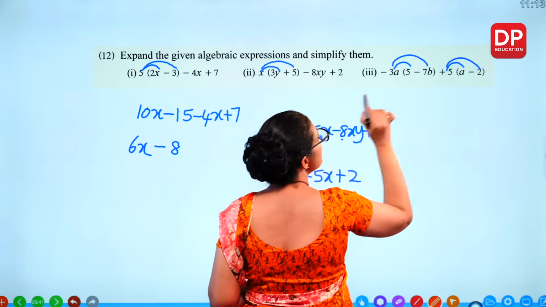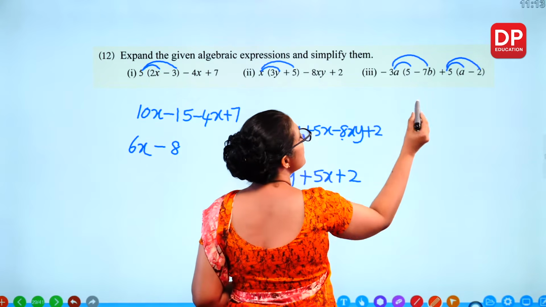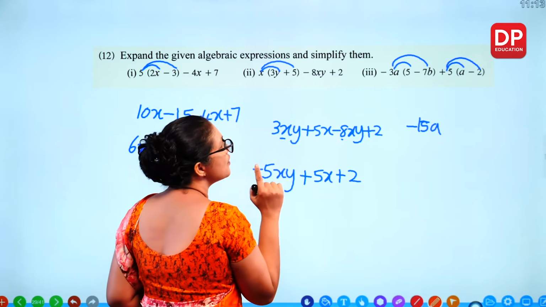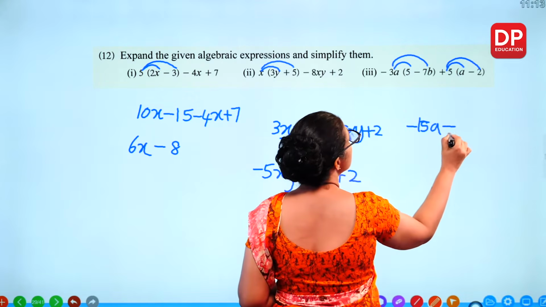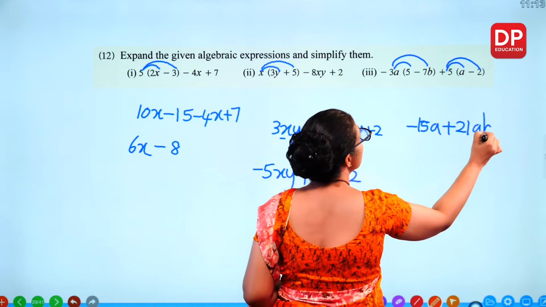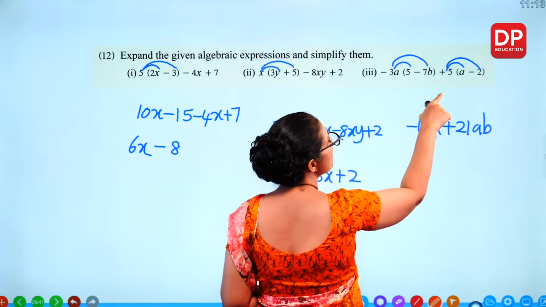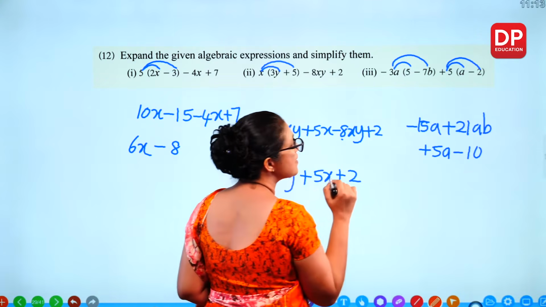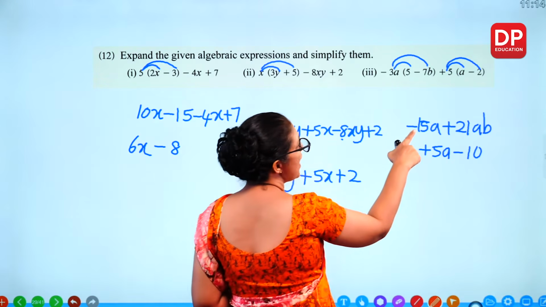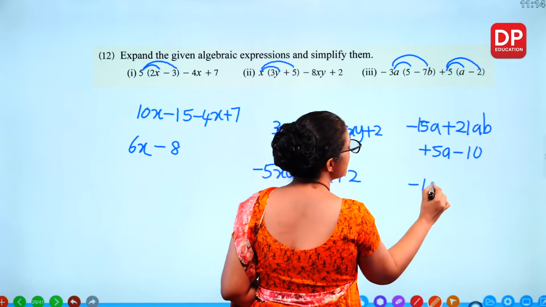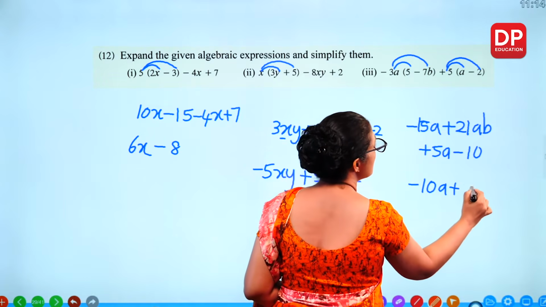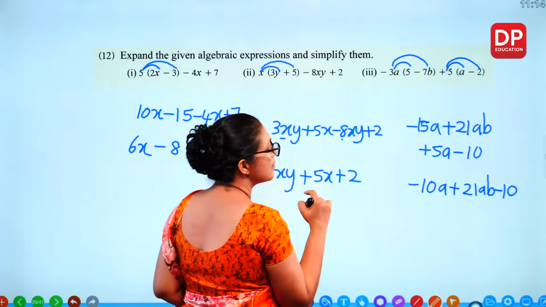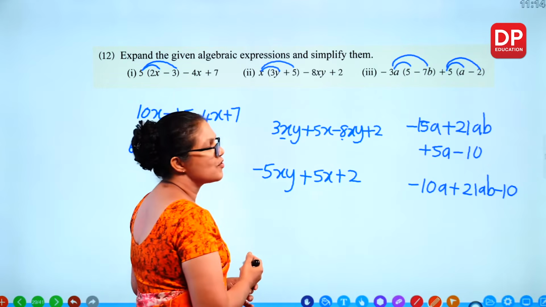Expand brackets. Here also you need to expand brackets. Minus 3a times 5, minus 15a. 3 times 7, 21. This is plus 21ab. 5 times a, 5a. And 5 times minus 2, that's minus 10. Now, minus 15 and plus 5, minus 10a. And here 21ab and minus 10. So, you can't add these two.